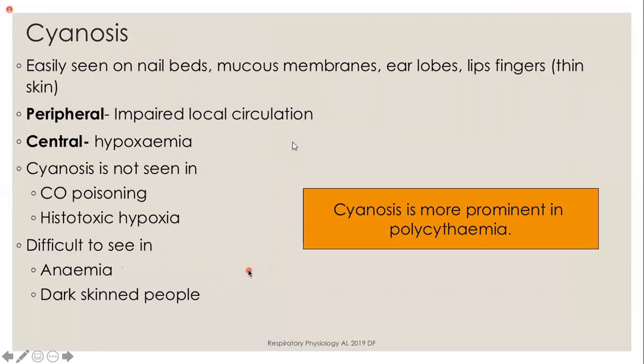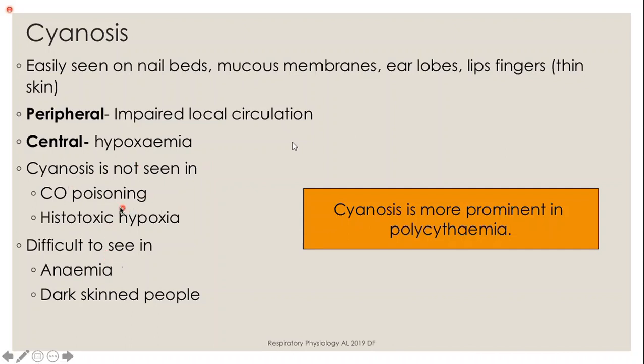And this cyanosis is easily seen on nail beds, mucous membranes, earlobes, lips, fingers, where the skin is thin. And peripheral cyanosis is seen in instances of impaired local circulation, that is bluish discoloration of fingers and toes. In central cyanosis, there is generalized hypoxaemia, and you can see the bluish discoloration not only in the fingers and toes, but also in the mucous membranes, the tongue, and the conjunctivae.